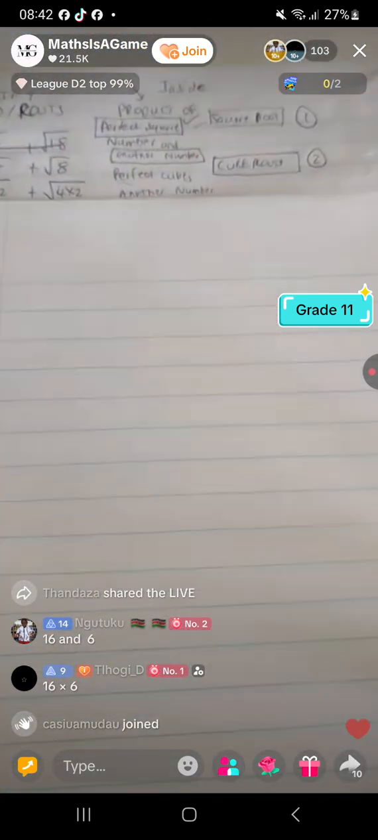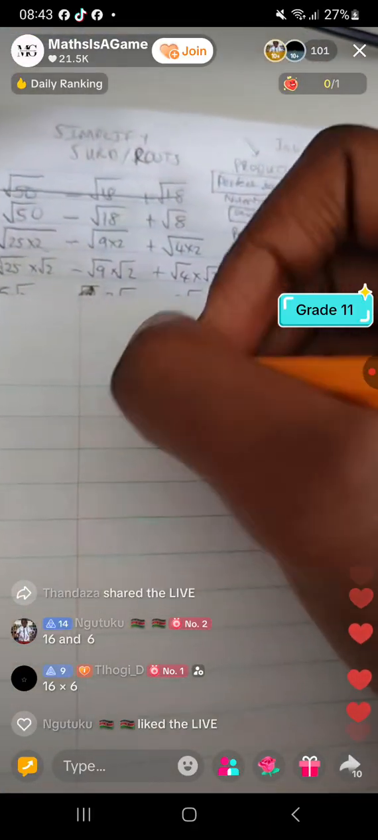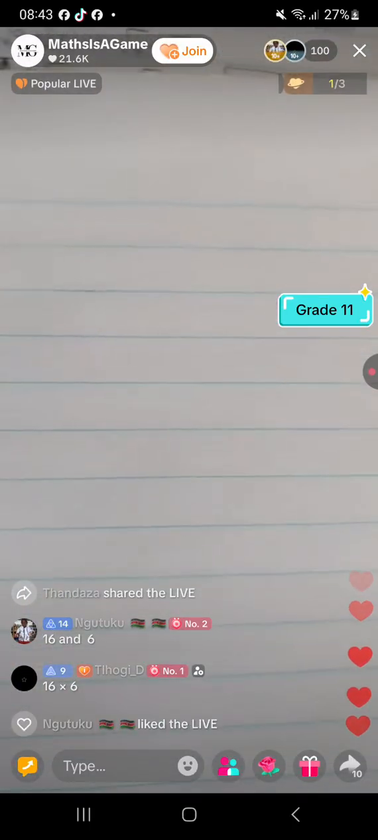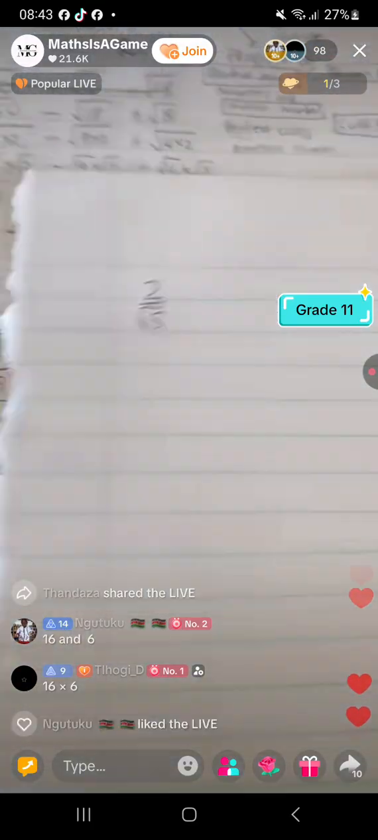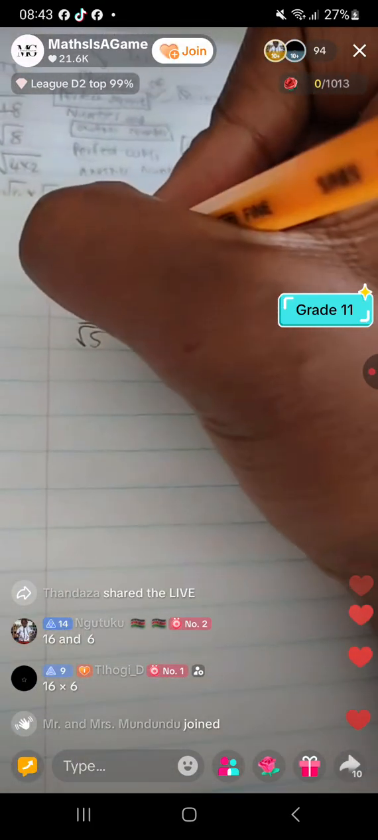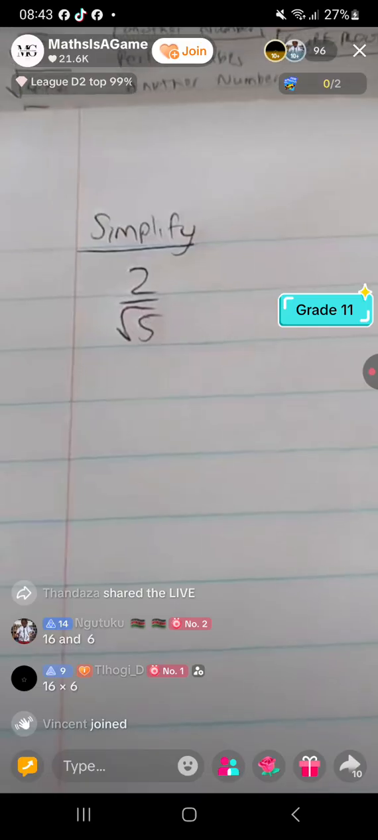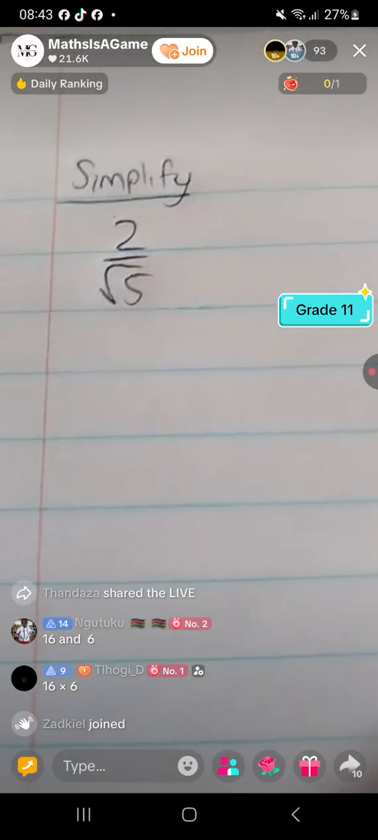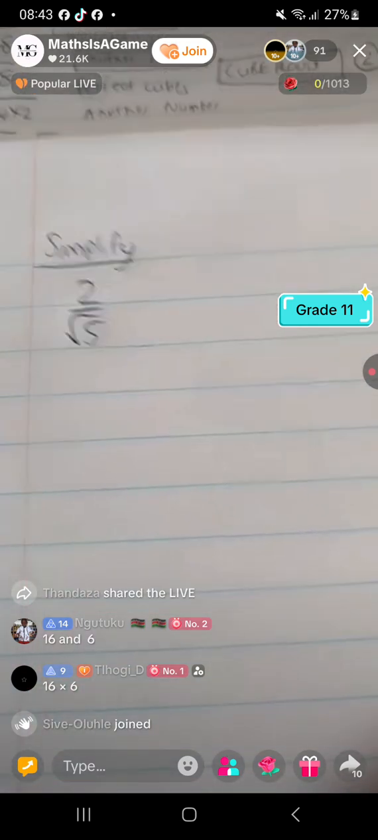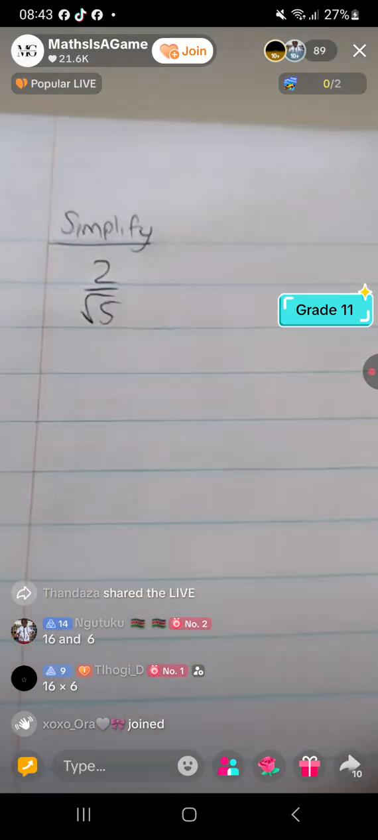Let's move right along, guys. Simplify. Simplify 2 root 5, and then simplify this. Do you still remember, guys, what we do when we have roots in the denominator?